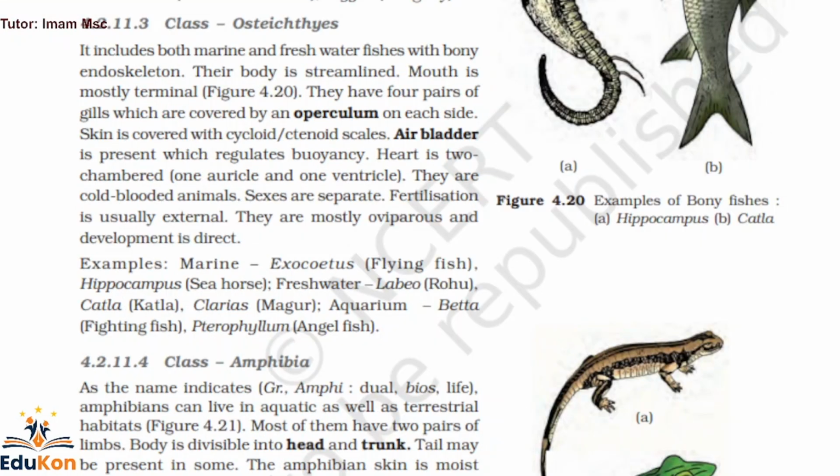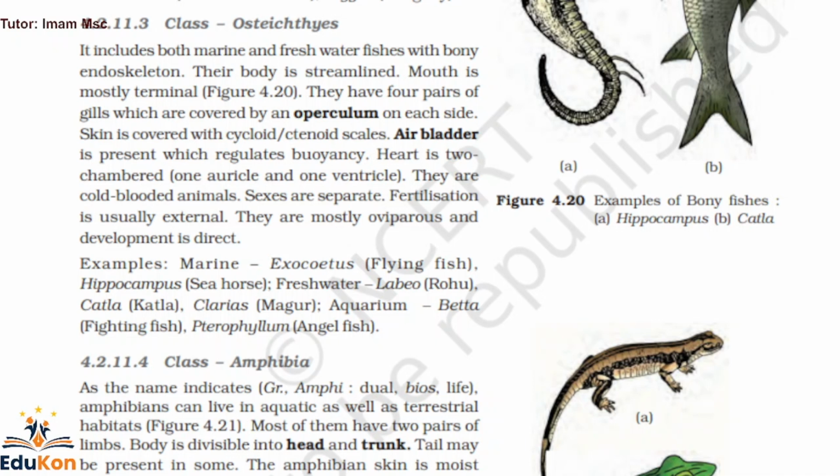Coming to Osteichthyes, it includes both marine and freshwater fishes with a bony endoskeleton. They have a bony endoskeleton and are present in both marine and freshwater bodies. Their body is streamlined. Mouth is mostly terminal. They have 4 pairs of gills which are covered by an operculum on each side. So we do not have this operculum, that is, a gill cover, in Chondrichthyes animals, whereas we have a gill cover in animals belonging to class Osteichthyes.